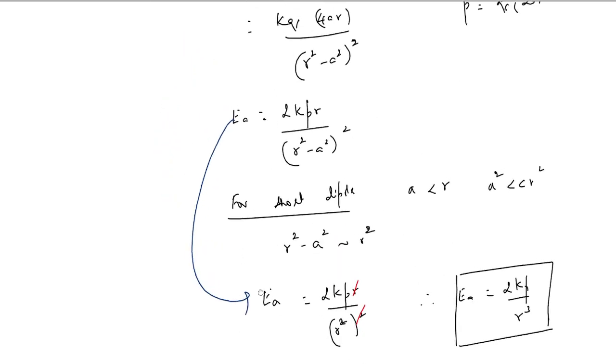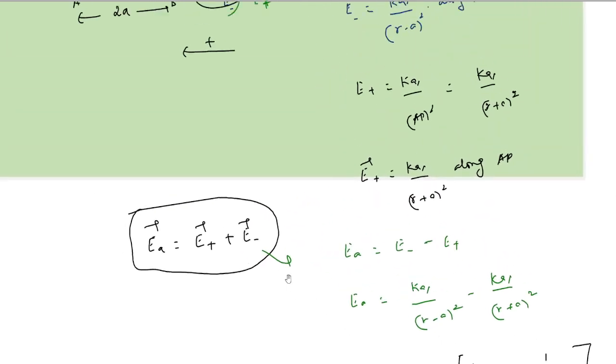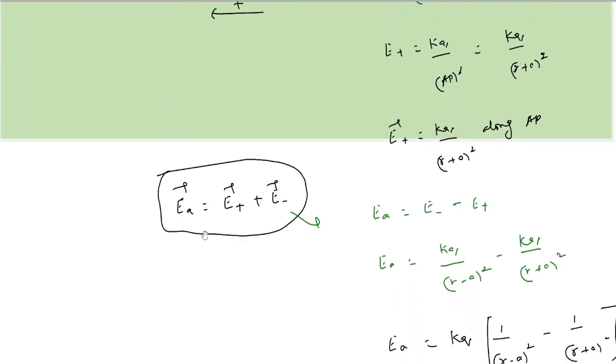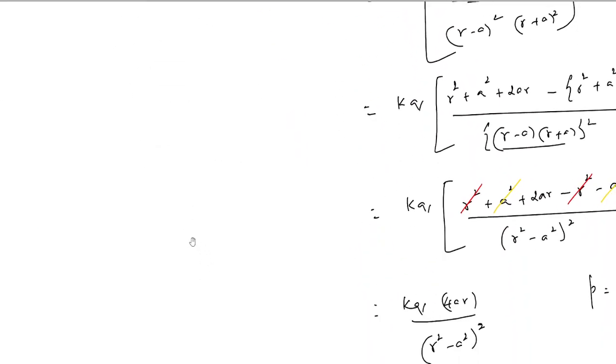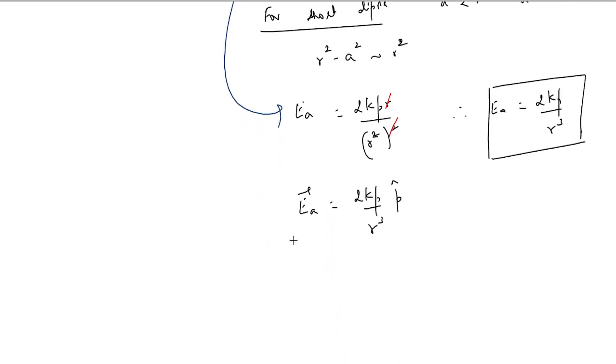Now try and see what would have been the electric field when we take a point to the left of charge A. Suppose we take a point here, then how the field would have been. In all the cases, the form remains the same. That form is the electric field is equal to 2kp by R cube. This form remains as it is.